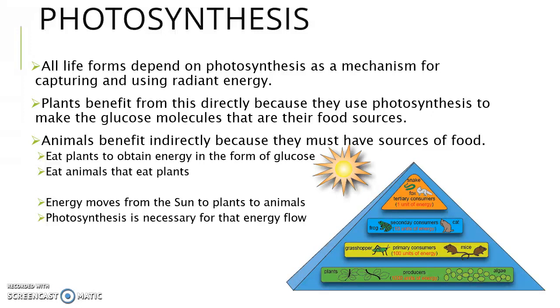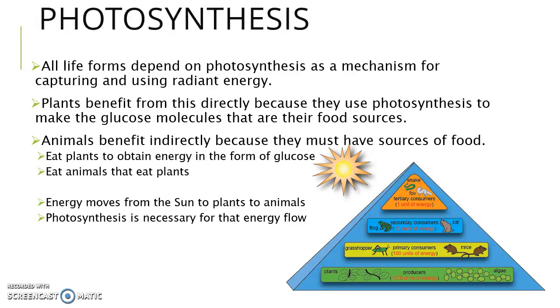Plants benefit from this directly because they use photosynthesis to make glucose molecules that are their food sources. Animals benefit indirectly because they must eat plants to obtain energy in the form of glucose, or eat animals that eat plants. Energy moves from the sun to plants to animals. Photosynthesis is necessary for that energy flow. So, even when we talk about energy flow, remember, energy does not cycle. We say that because the energy never goes back to the sun.